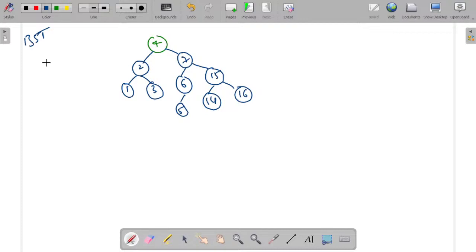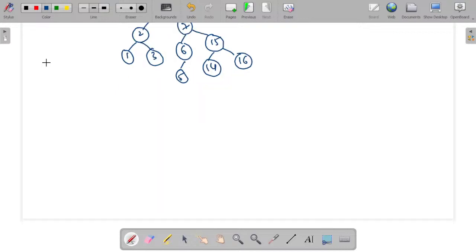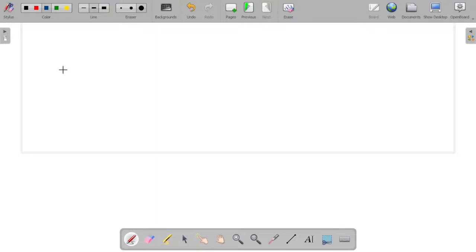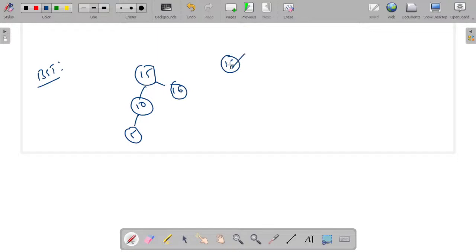Okay, so I believe you all know what in order successor is. For example, let me take this so that you will understand. In a binary search tree, it used to work like this. If I've been asked to delete 16 here, I can delete it directly because 16 is a leaf node. So I can go ahead and delete 16 directly.